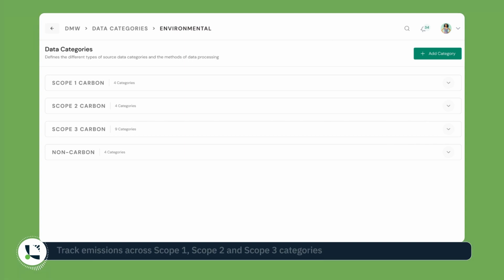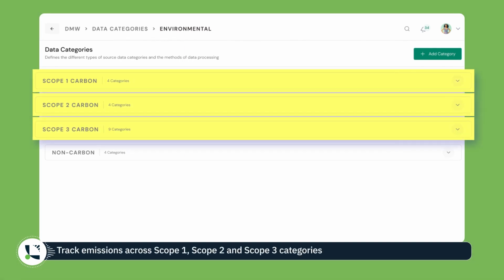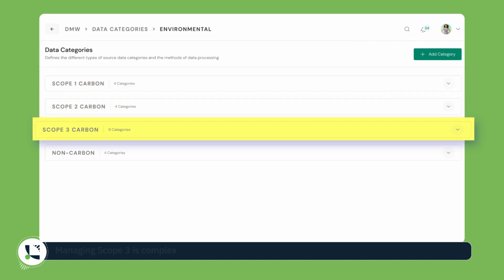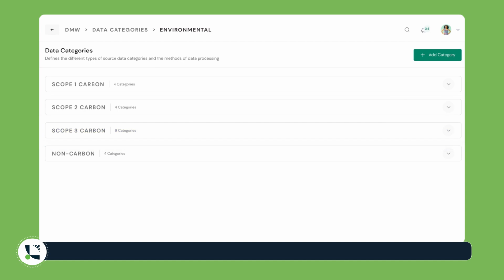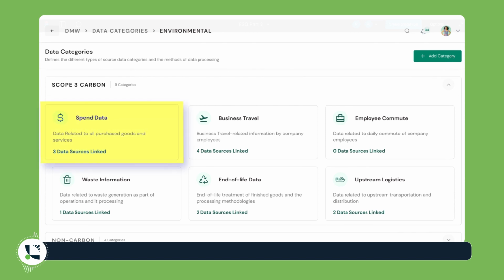GHG compliant Carbon Analyzer can help customers track emissions across Scope 1, Scope 2, and Scope 3 GHG categories. Scope 1 and 2 are largely straightforward, while Scope 3 is a complex category. Lythouse addresses both upstream and downstream categories in Scope 3. Purchase goods and services need a special mention. Let us show you how easily Lythouse handles spend data.